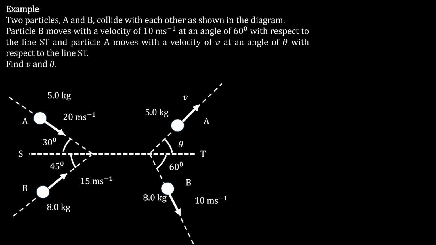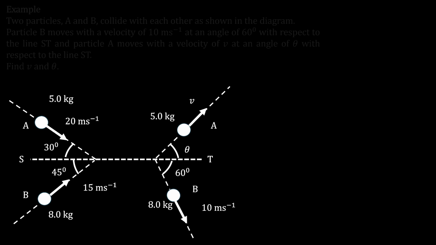In this video, we are going to look at this example. Two particles, A and B, collide with each other as shown in the diagram. Particle B moves with a velocity of 10 meters per second at an angle of 60 degrees with respect to the line ST, and particle A moves with a velocity of v at an angle of theta with respect to the line ST. Find v and theta.